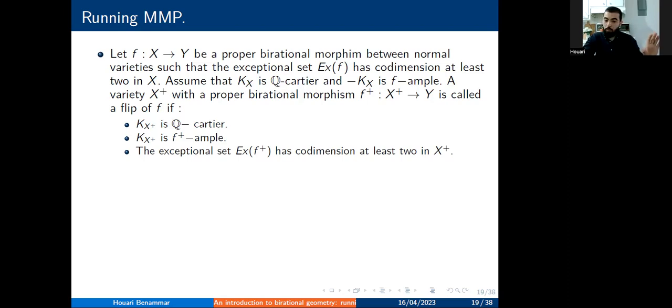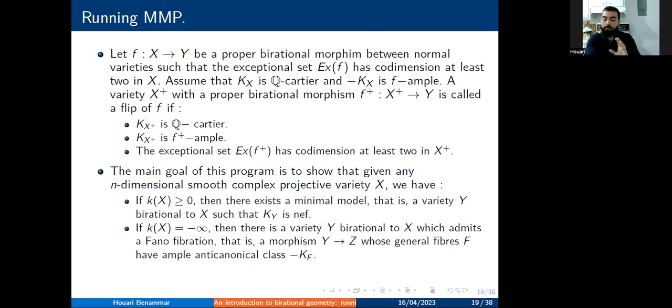So we want to find the model which is scaled by a flip, and this negative curve disappears. This is very important for a contraction, because after that we have some bad contraction, so we need to take a flip.